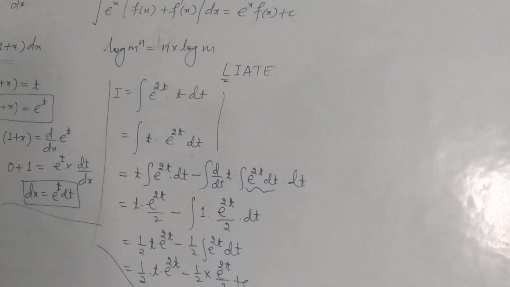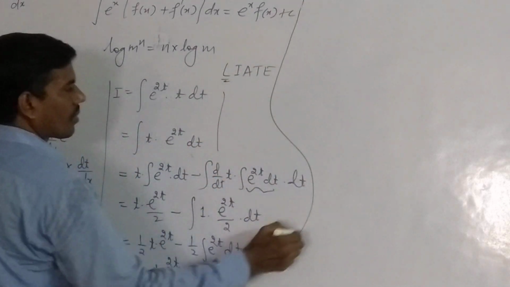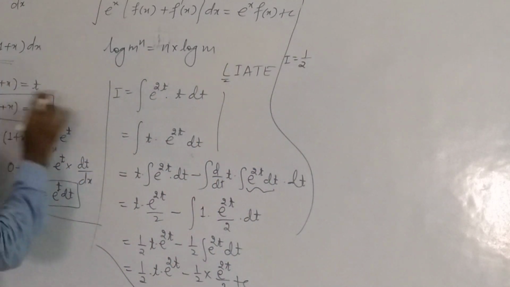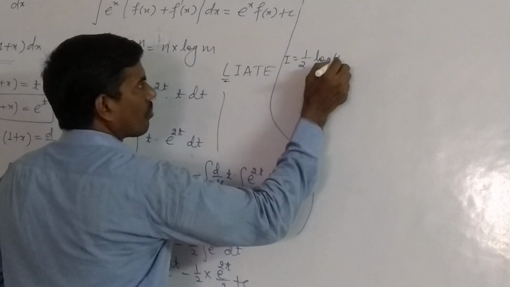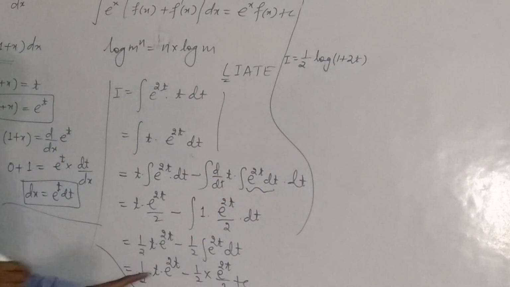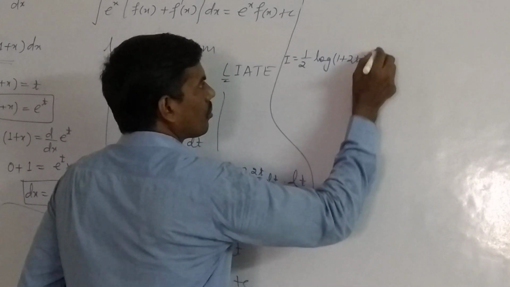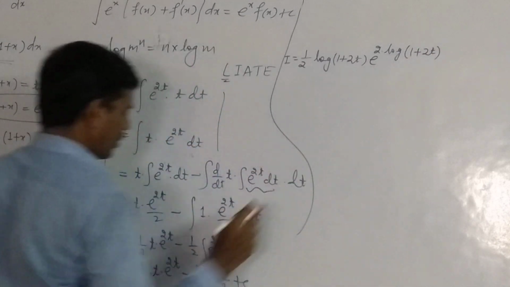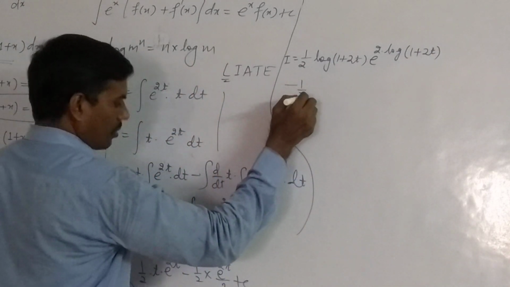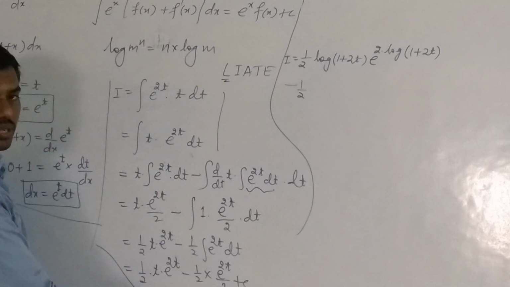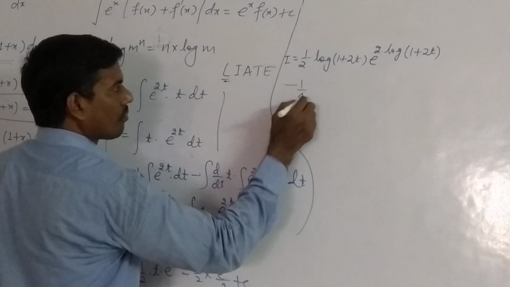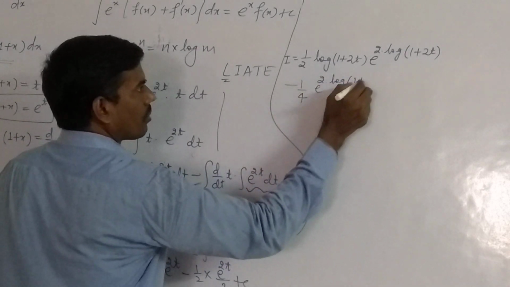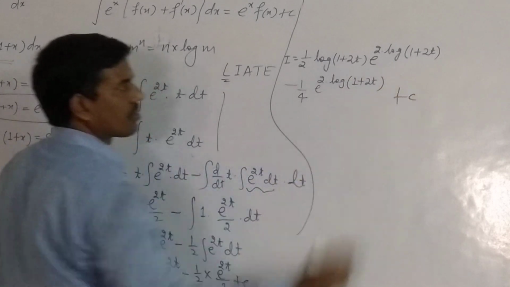I is equal to 1 by 2 into t, where t means log of 1 plus 2t, and e to the power 2 into t, where t means log of 1 plus 2t, minus 1 by 2 into 1 by 2, that is 1 by 4, into e to the power twice of log of 1 plus 2t plus c.